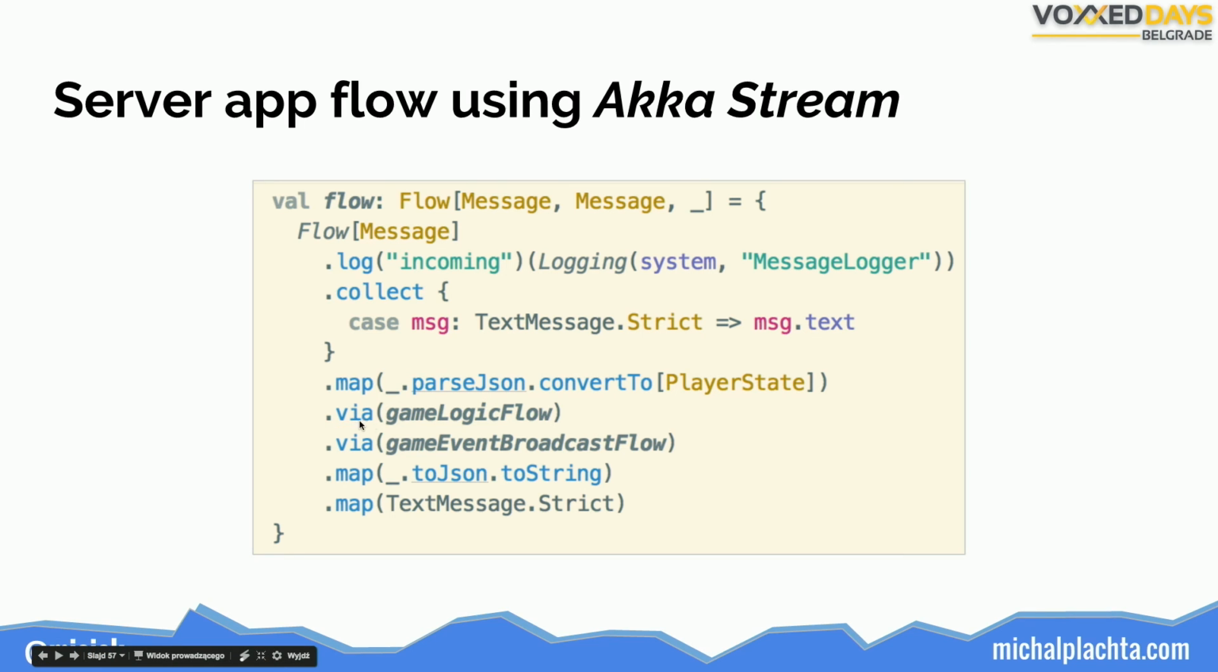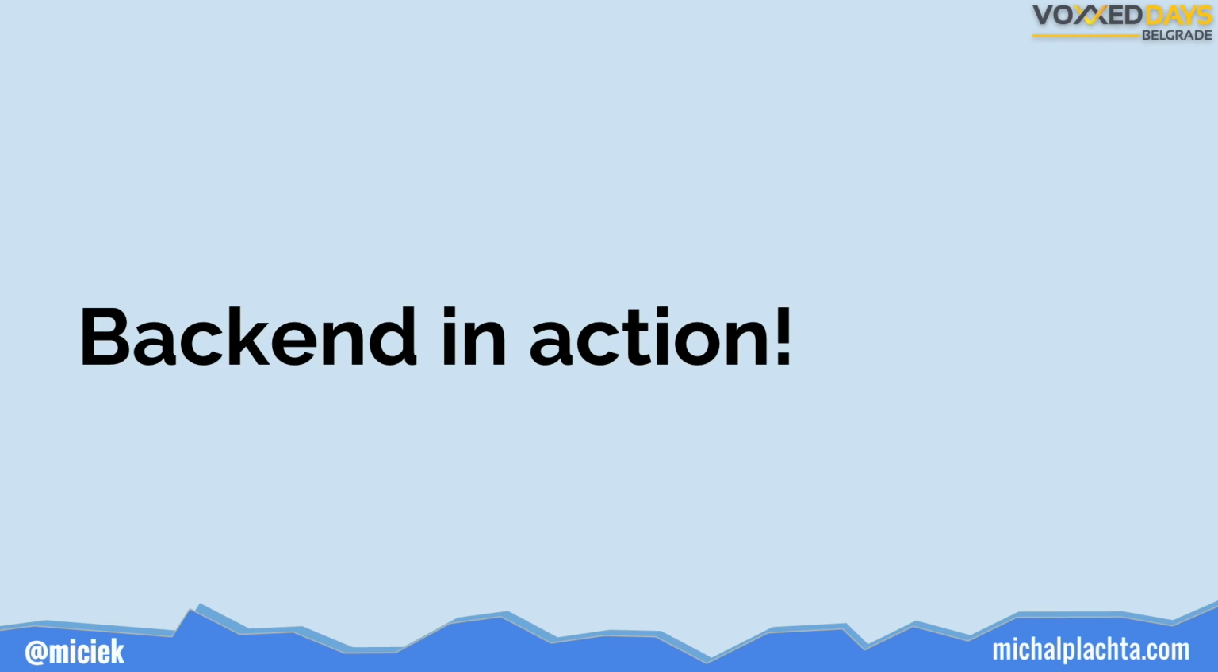And then we pass it via game logic flow, which is all the advanced things that are scores and fruits. Then via game event broadcast, which is this advanced block that just broadcasts the positions to other players. And then we get game event back. So we just parse it to JSON, to string, and map it to text message, which is a WebSocket message. So this is our whole application, really. And those building blocks here are defined in other places, can be tested in other places, and we just reuse all the stuff here. Let's see it in action.